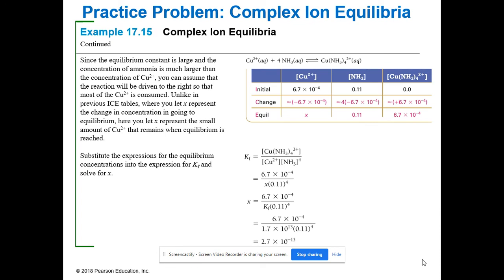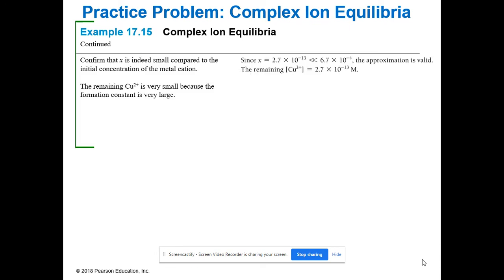As you can see, our concentration of copper started at 6.7 times 10 to the negative 4th. Most of it was used up to make this copper ammonia complex, but we still have some left, just a little tiny bit. It's 2.7 times 10 to the negative 13. So that's a very, very small amount of copper that we have left. So that would be our concentration of copper at equilibrium. So that would be the answer.